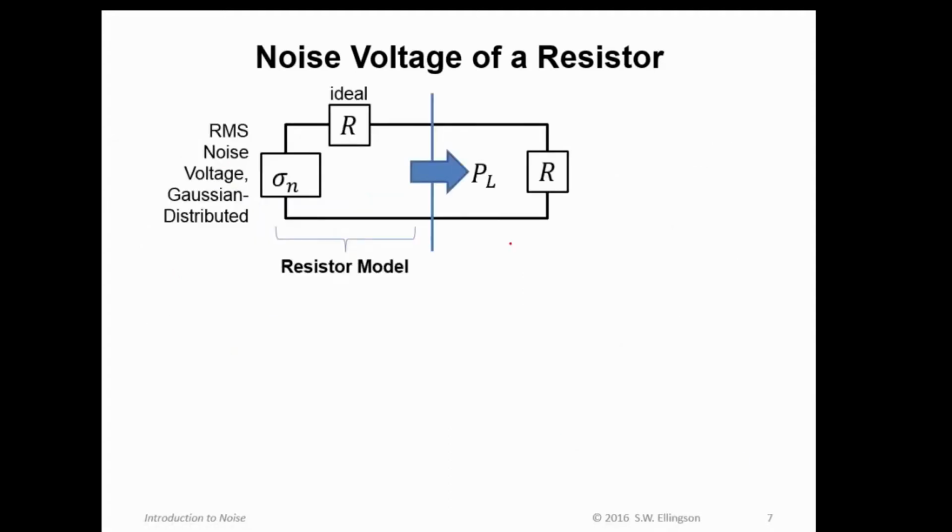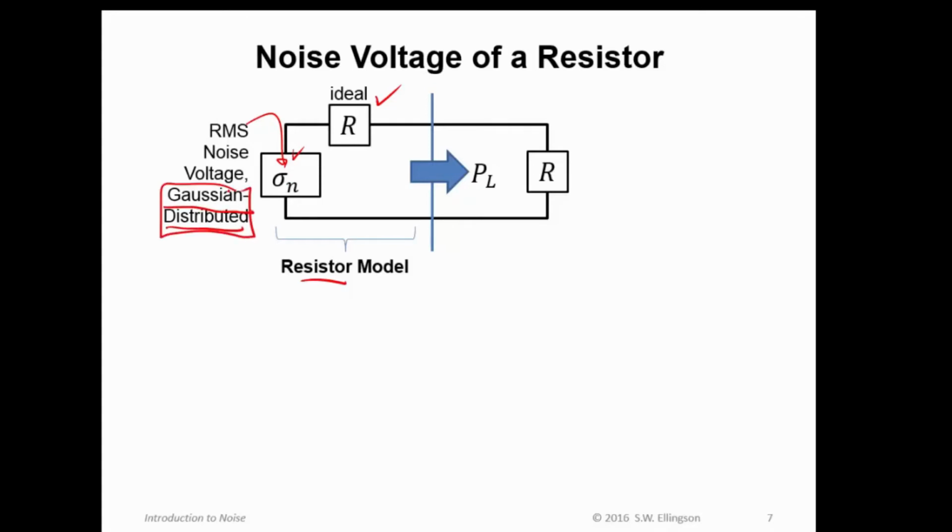Now, I'm not quite done because I still don't know what V sub n is. So here's what we're going to do. We're going to note that in the resistor model, I have the ideal resistance. I have something here, which is a statistical voltage source. And I'm going to say here, this is just RMS, referring to the fact that this is not squared, noise voltage. And now I'm going to assume it's Gaussian distributed.